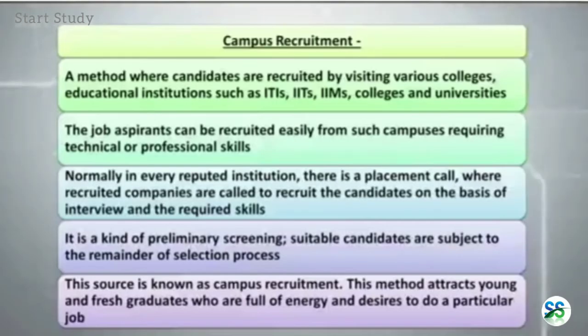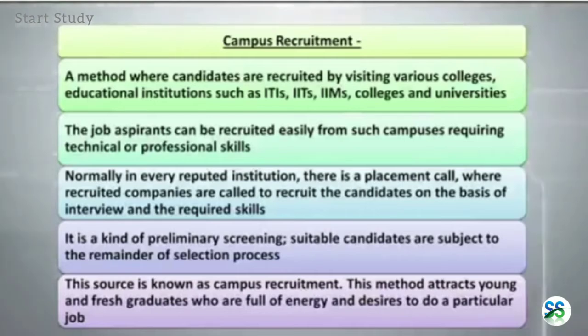The second source of external recruitment is campus recruitment, a method where candidates are recruited by visiting various colleges, educational institutions such as IITs, ITIs, IIMs, colleges, universities, etc. This is called campus recruitment. The job aspirants can be recruited easily from such campuses requiring technical or professional skills. Normally, in every reputed institution, there is a placement cell where recruiting companies are called to recruit the candidates on the basis of interview and the required skills.